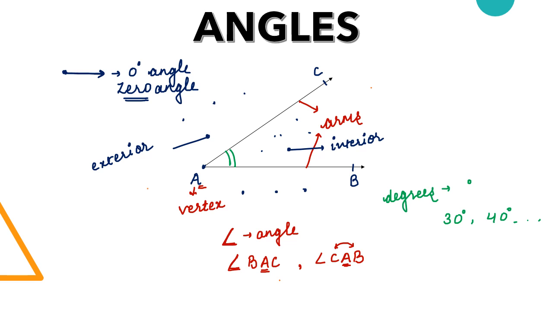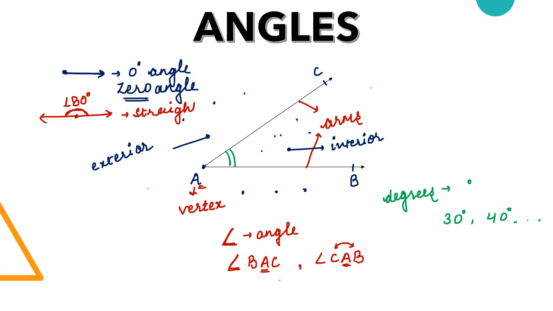And if both the rays lie opposite to each other, they make an angle of 180 degrees. Both the rays join together and they look like a line, and the angle between them is 180 degrees. This angle is called a straight angle.